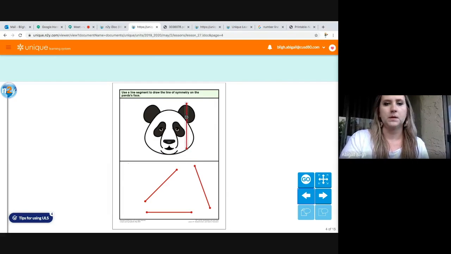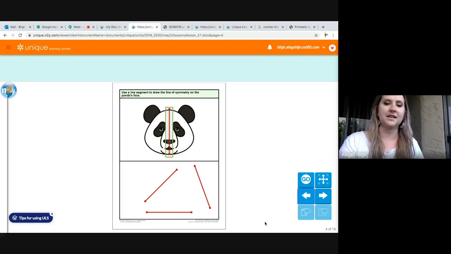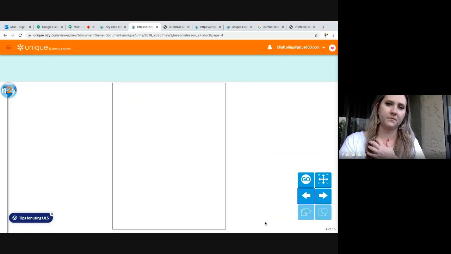I'm going to try this one. Yes, if you look at both sides of the panda's face, both sides are perfectly equal. This side has his eye, and this part of his nose, and this part of his mouth, and his chin, and his ear, and this side has the exact same. So we got it right.